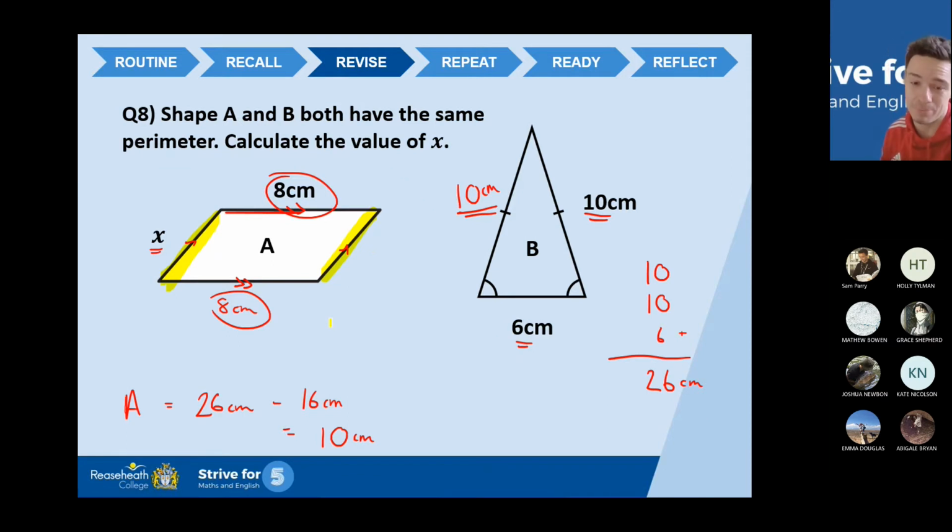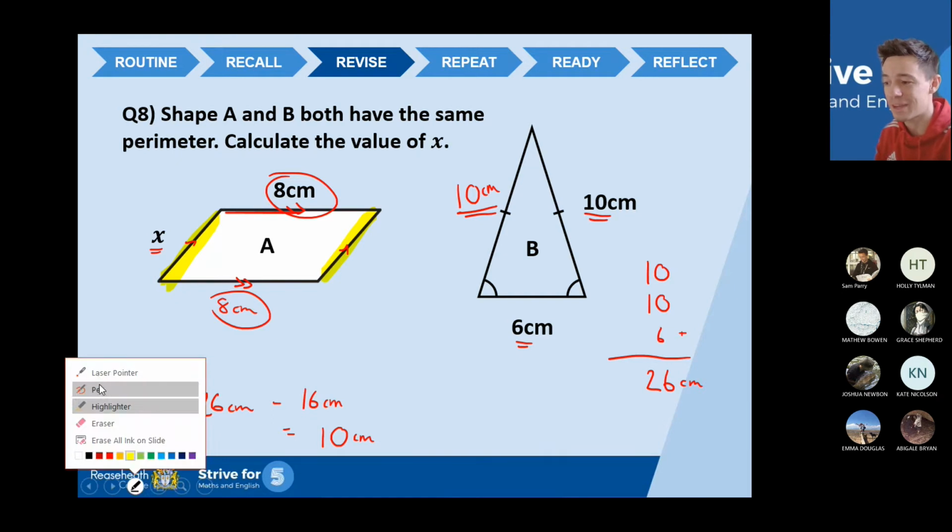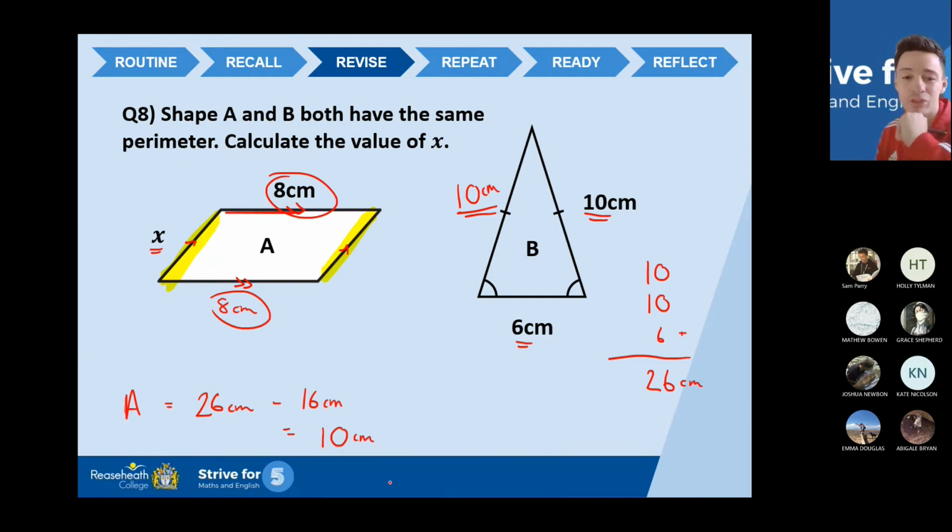Now, they're both the same in terms of length. So what should I do with that number 10? What do I have to do to that 10 centimeters? I want to know what one length is. Excellent. Divide by 2. I want to half it. Brilliant, guys. Half it. And that's going to give me 5 centimeters.